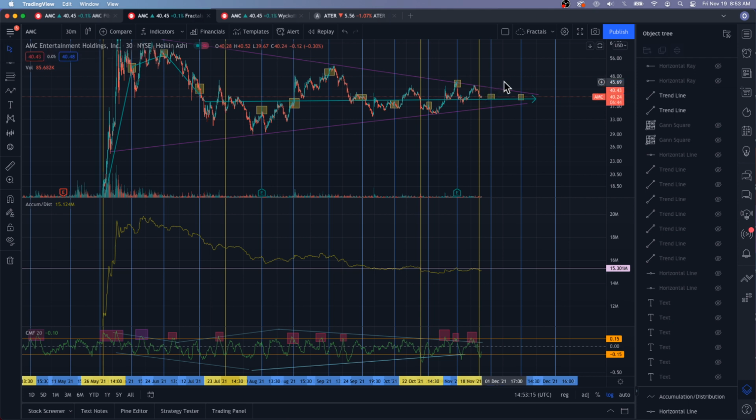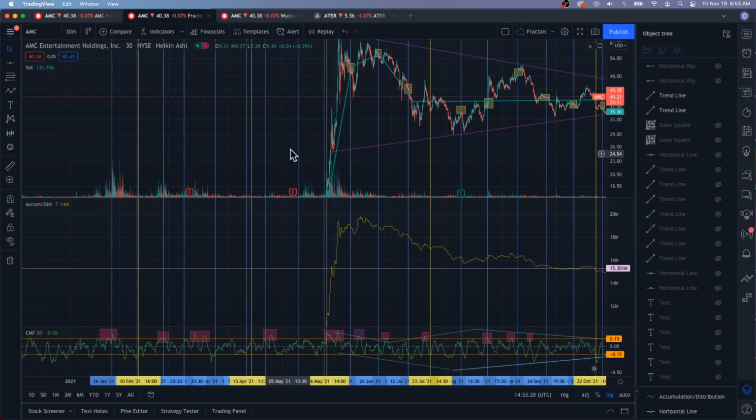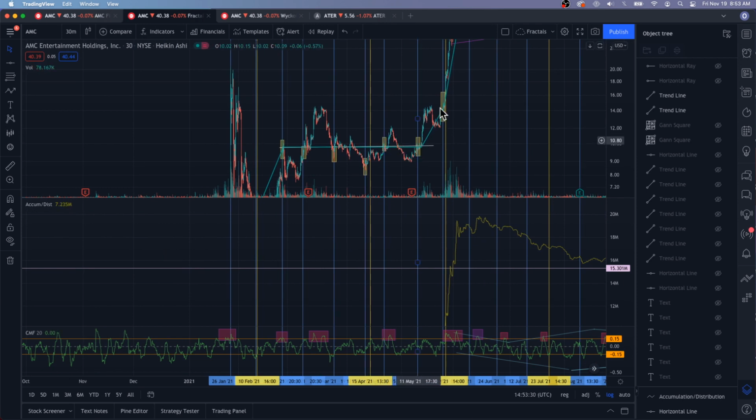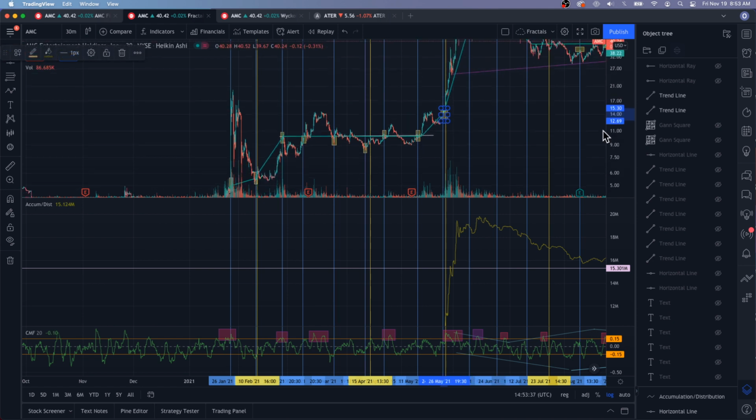This could still end up being above here. But if it were to deviate again and go off the line, deviate and go off the line, that's how you get a short squeeze.